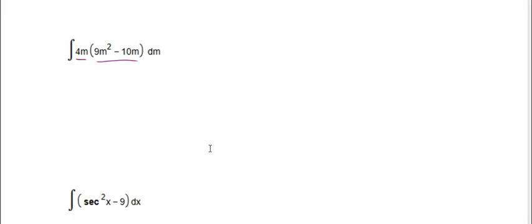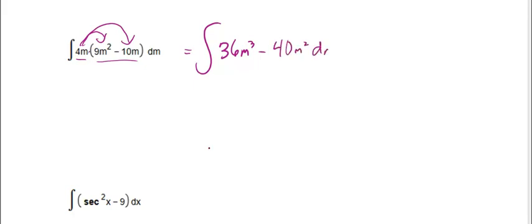So what would you do? You've got the product of two functions. We want to eliminate the product by multiplying. So we have to do some algebra first, or some arithmetic. I guess it's algebra. 36m cubed minus 40m squared dm. And now I can take the antiderivative.